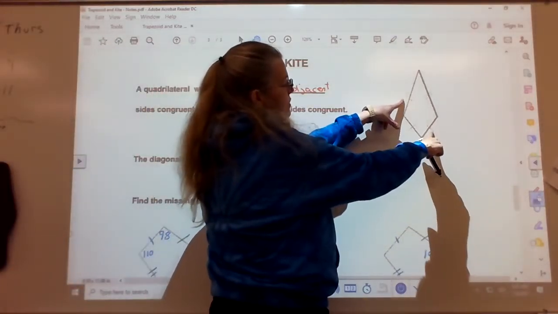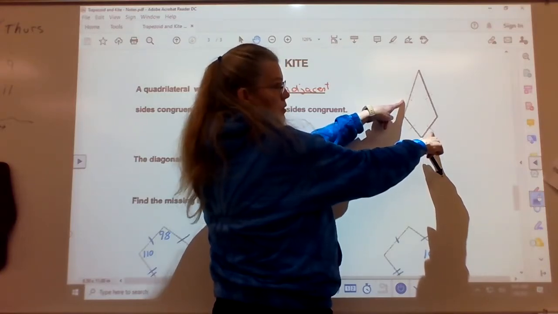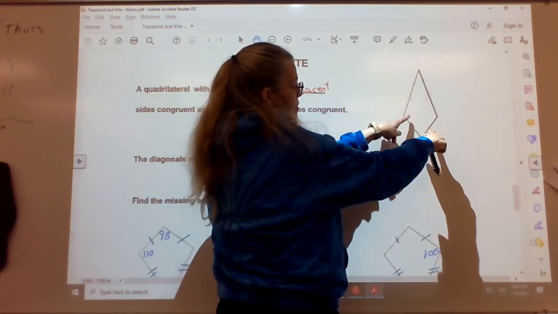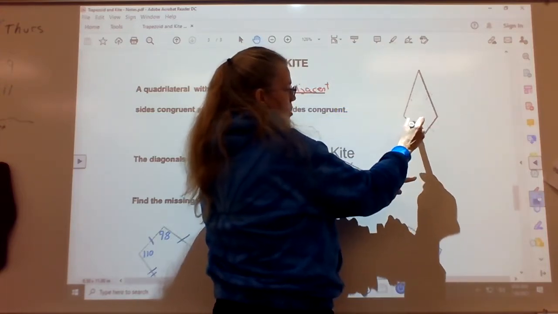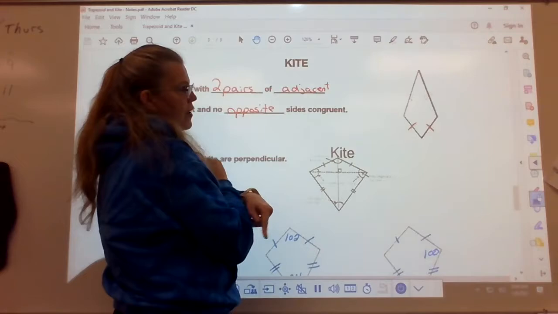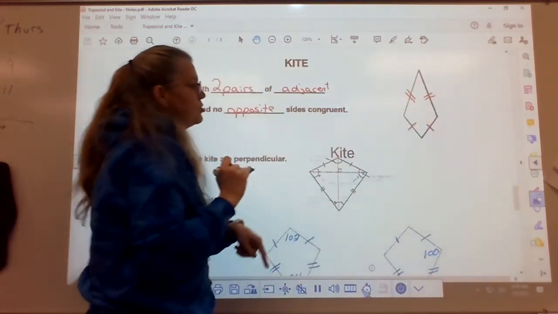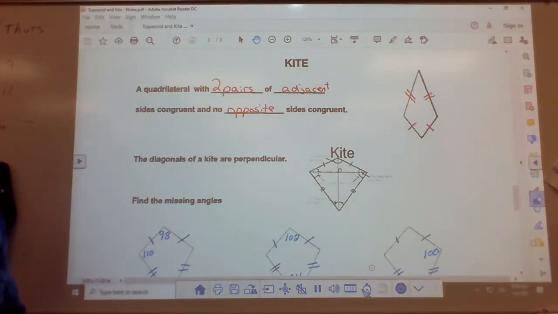So the opposite sides aren't going to be congruent on this one. On all of our other parallelograms, opposite sides were congruent. But this time it's going to be the adjacent. So these 2 guys here are going to match. These 2 here are going to match. So that's what our kite's going to look like.